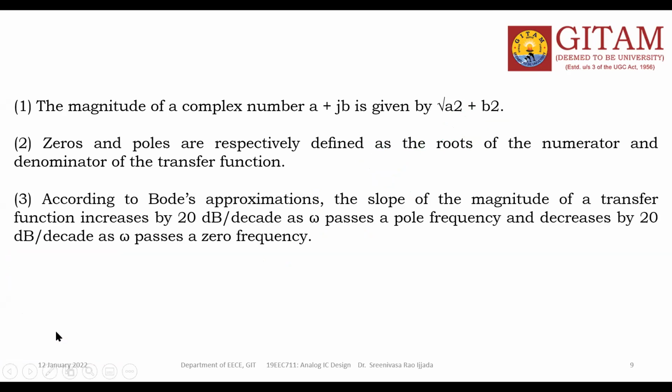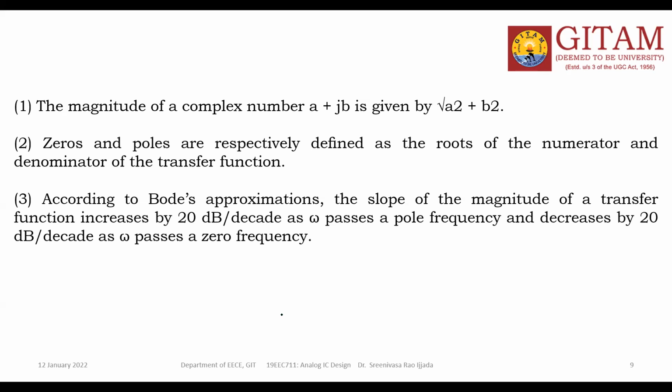Yeah. So now, according to Bode's approximations, the Bode plot is one of the best frequency response plots. According to Bode's approximation, the slope of the magnitude of the transfer function is increased or decreased by 20 dB per decade. And when is it increased, when is it decreased?